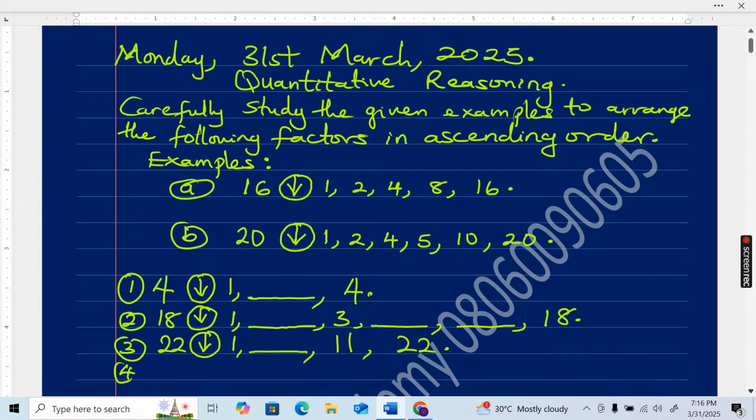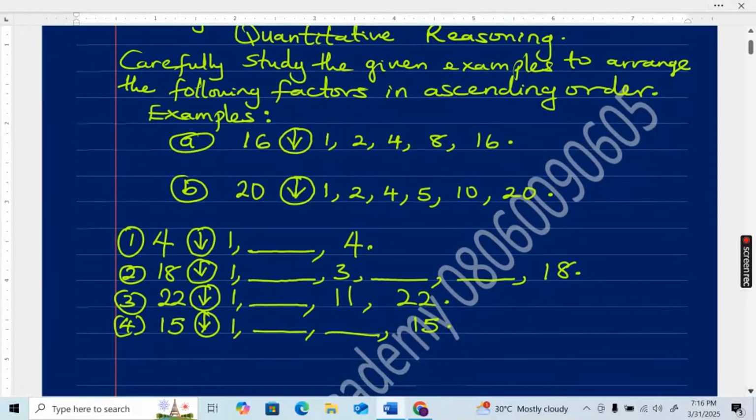I'm moving on to number 4. 15 has been given in number 4. Then I have the circle and the arrow in it. Blank space, and 15 as the last number. All right, now moving on to number 5. I'll be having 25, and I still have my circle with the arrow in it. I have one blank space, then I have 25.